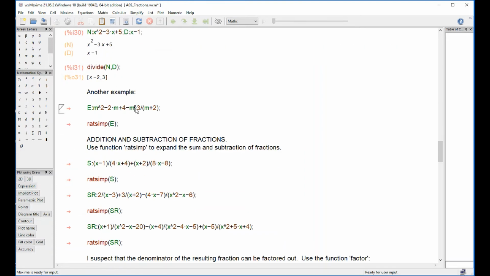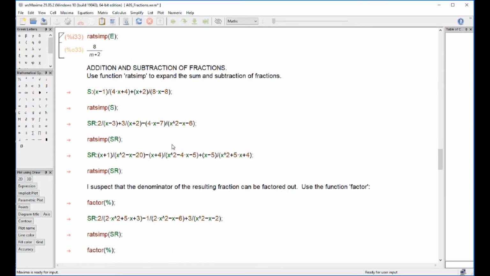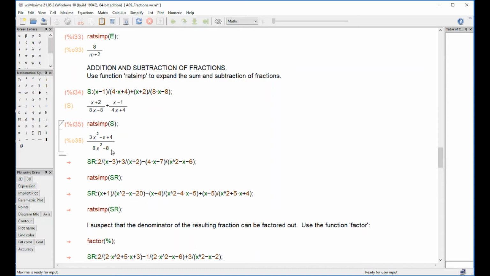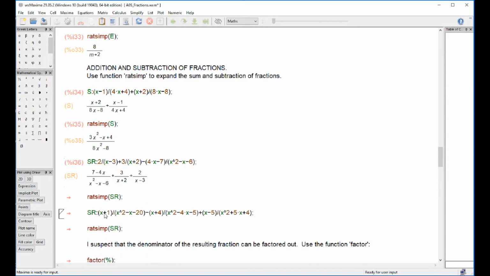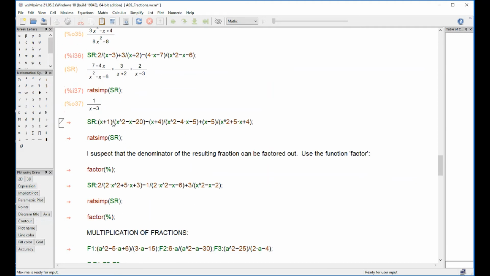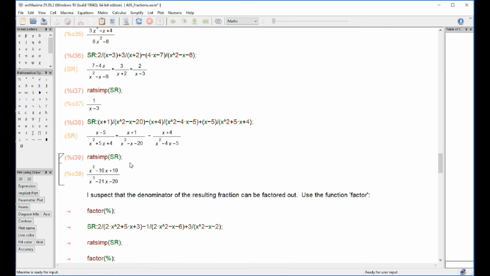Other example, summing a polynomial with a fraction and getting that result. Addition, subtraction, fraction. Here, try this sum right there. Rat simplify. Here's another example. Right, simplify. Yet another case. Rat simplify.